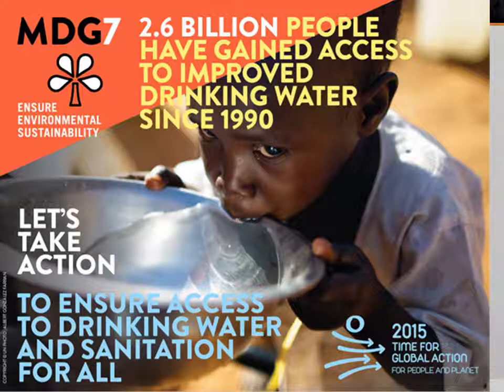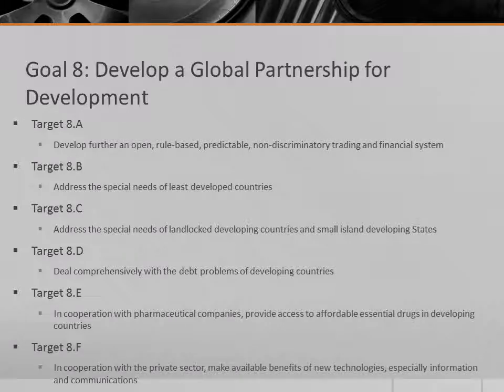And so to take a look at how things have improved, again, we mentioned 2.6 billion people have gained access to improved drinking water since 1990. However, there are still, I think, roughly about 13% of the world's population that still does not have access to that. So the sustainable development goals are to ensure access to drinking water and sanitation for all. Universal access to safe and affordable water, improved sanitation, as well as the end by 2030 of the practice of open defecation. The final goal is a partnership for global development.